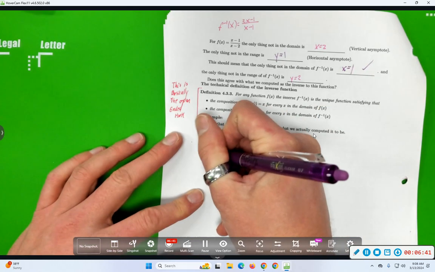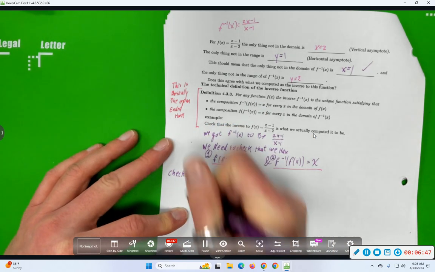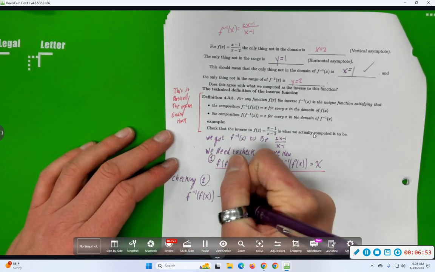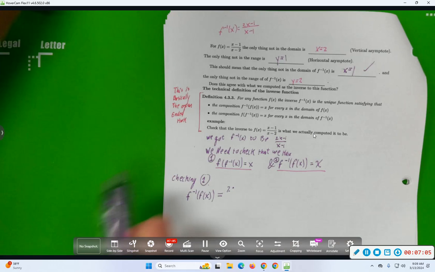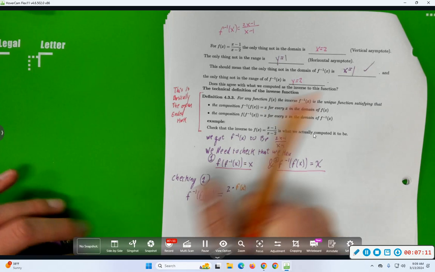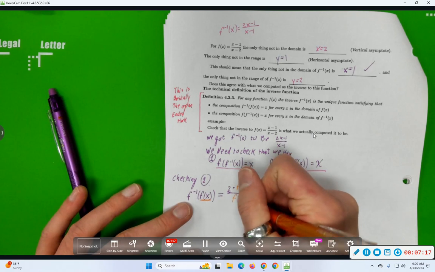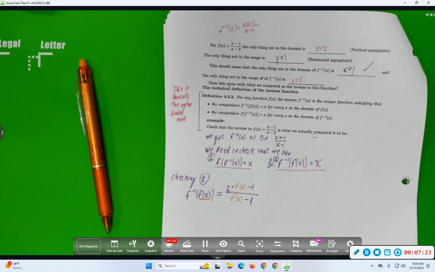Maybe I'll number these. Checking 1. So we need to compute f inverse of f of x. And I really, really want the end result to just be x. Well, we've got a formula for what f inverse is supposed to be, right? It's 2x minus 1 over x minus 1. So this will be 2 times, maybe some color coding will help, f of x minus 1 all over f of x minus 1. So all I've done there is use the formula for f inverse, and I plugged f into it.